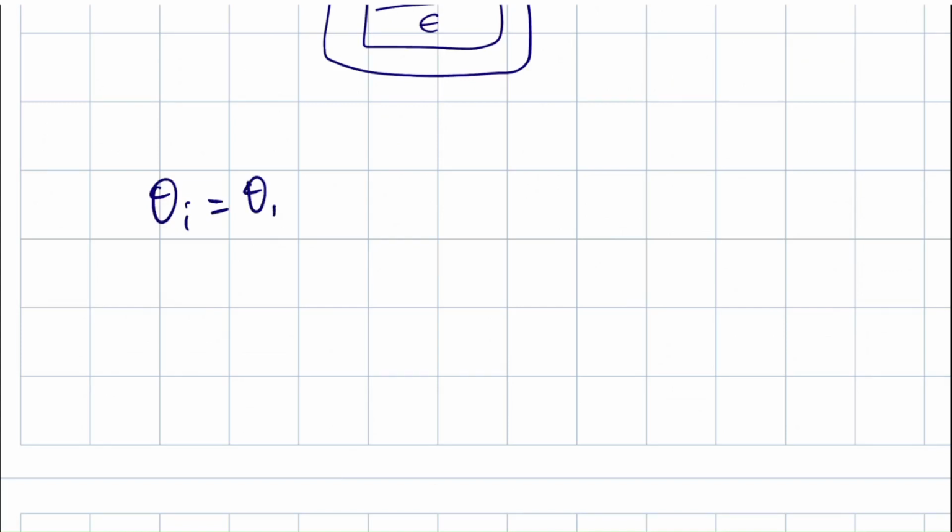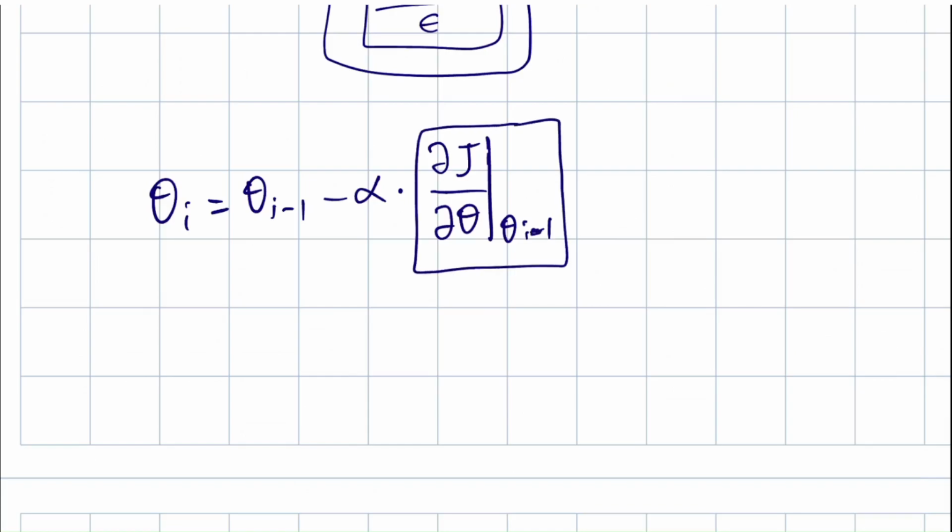So this is gradient descent. Alpha, the learning rate, times the derivative of cost J with respect to theta, evaluated at theta i minus 1. Sorry. This is a vector, and this is also a vector. This is like vanilla gradient descent.